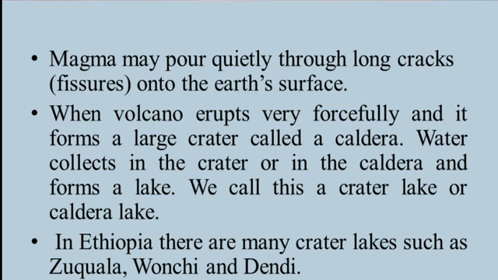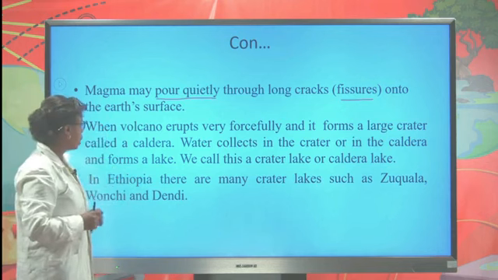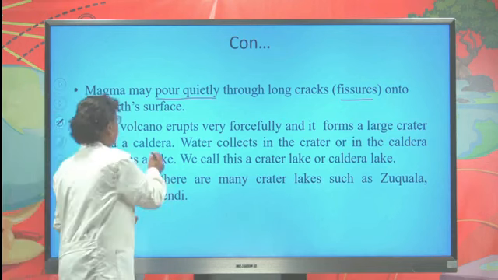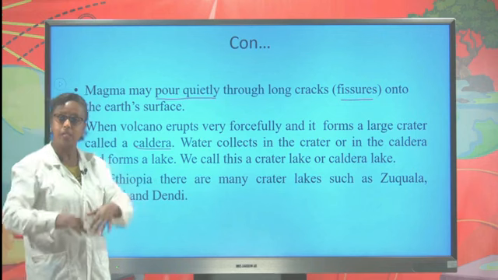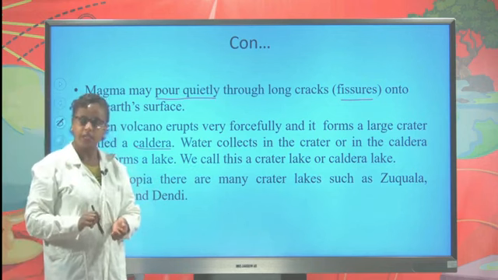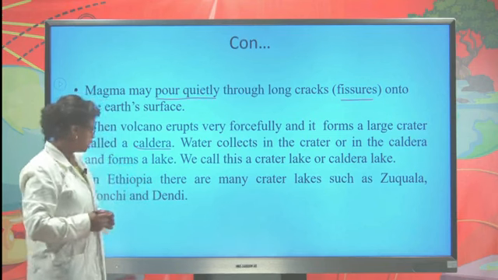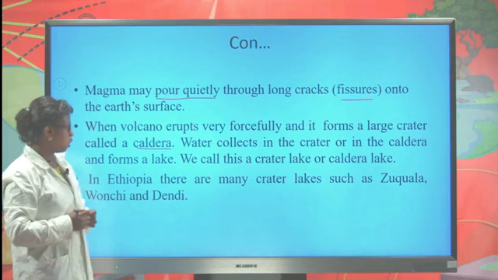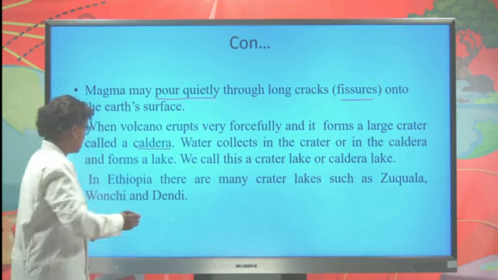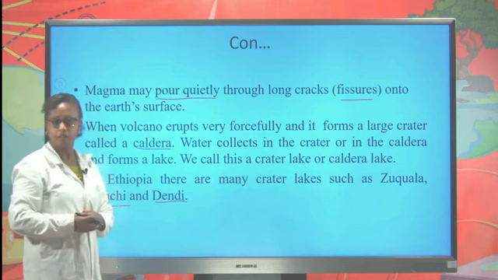When the volcanic eruption occurs forcefully, it forms a large crater. We call this crater a caldera. A caldera is bowl-shaped and collects water inside it. There are different caldera lakes in Ethiopia. For instance, Mount Zukwala, Wenchi, and Dundee are examples of crater or caldera lakes.